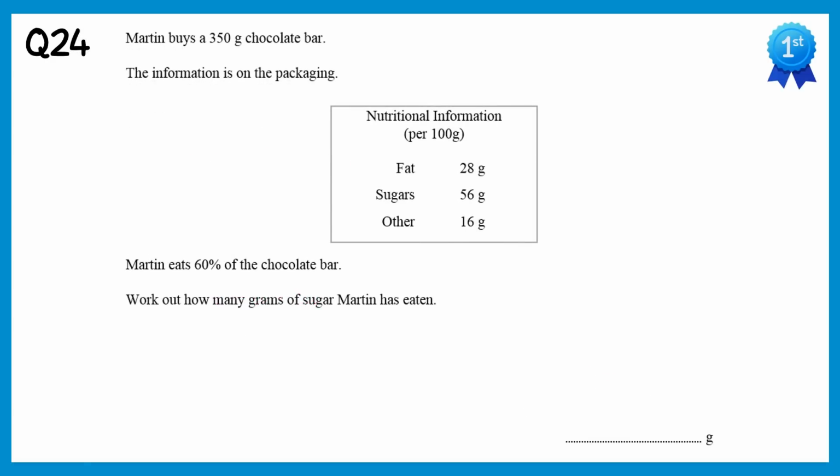In this question, Martin eats 60% of a chocolate bar, and that chocolate bar has a mass of 350 grams. So if we do 350 times 0.6, we get 210 grams, which represents the amount that Martin actually ate.